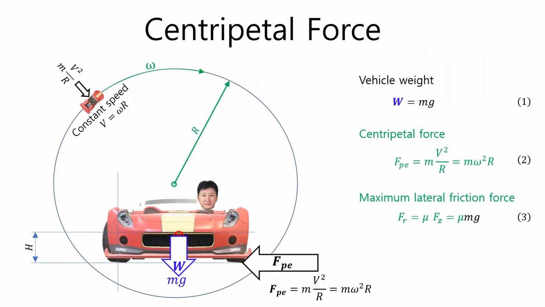Let's look at the centripetal force. When a vehicle travels in a given circle at a constant speed, centripetal force is generated in the direction toward the center of the circle. And if the mass of the vehicle is m and the acceleration of gravity is g, the weight of the vehicle w is equal to mg, as in equation 1, and the magnitude of the centripetal force is equal to mv squared divided by the driving radius r, as shown in equation 2. On the other hand, the radial friction force Fr can be expressed as the product of the friction coefficient mu and the normal load Fz, as shown in equation 3.